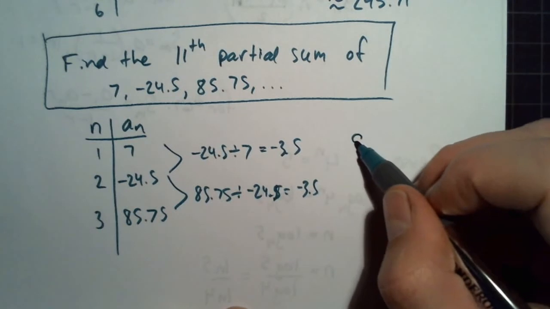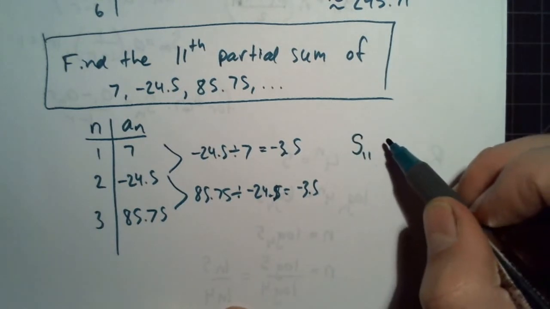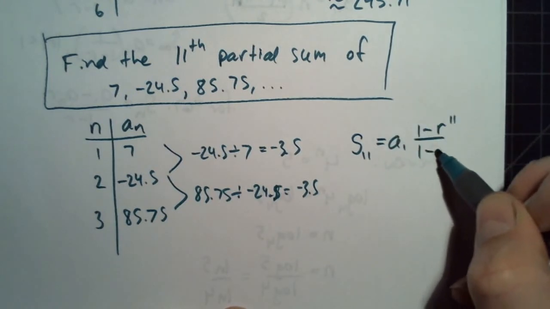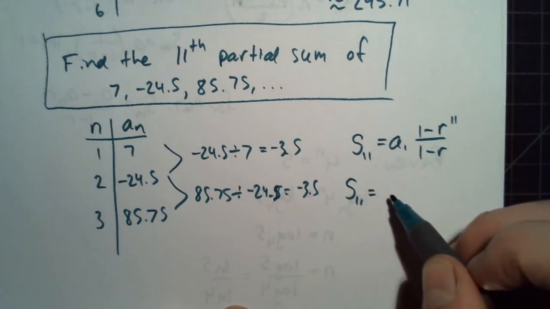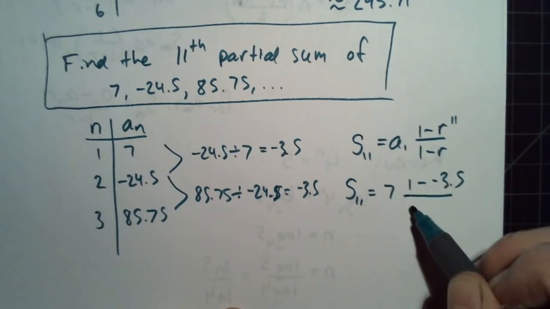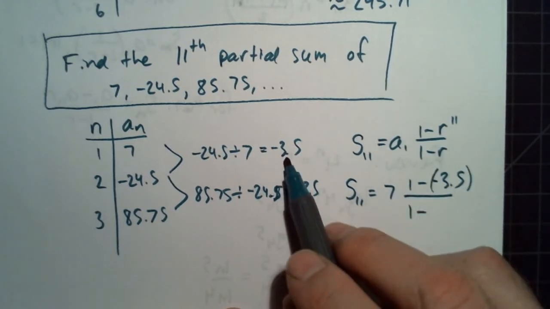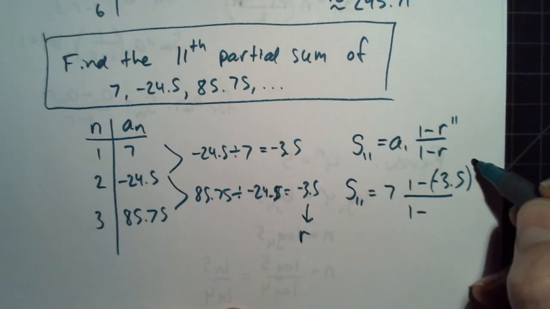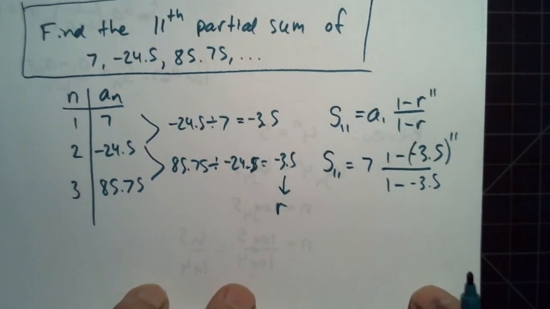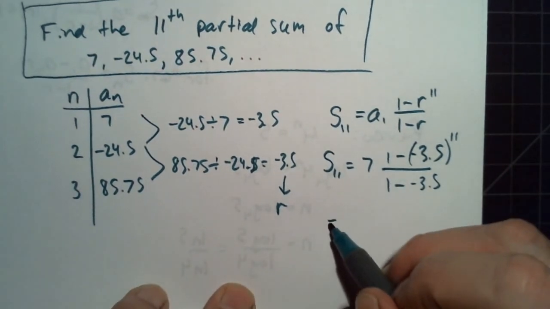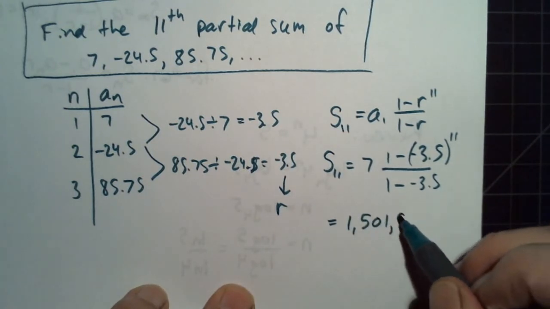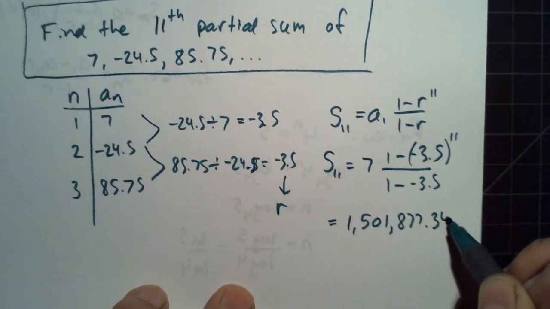And we want the 11th partial sum, and that is a1 times 1 minus r to the 11th over 1 minus r. S11 is the first term times 1 minus negative 3.5, the common ratio, to the 11th power, over 1 minus r, and that sum is 1,501,877.34.